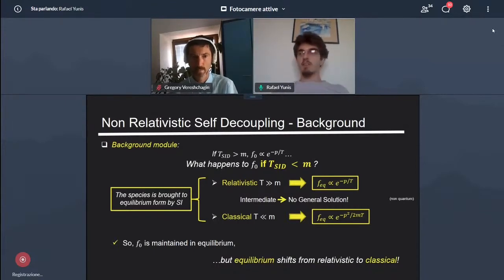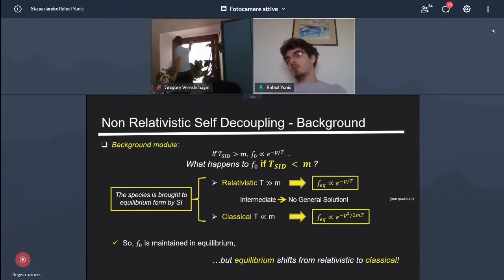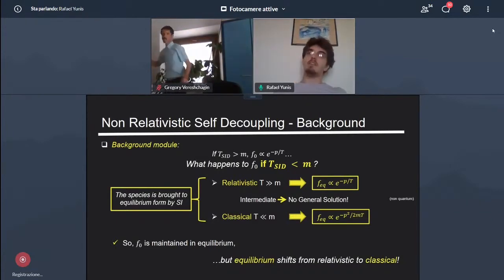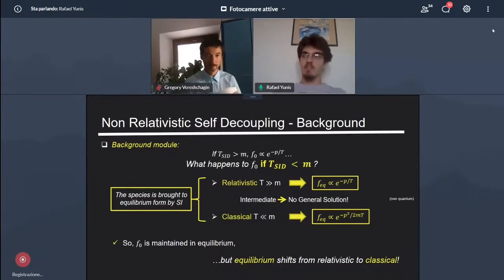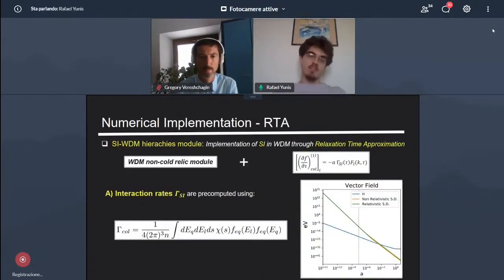But if the self-decoupling temperature is non-relativistic, then as the species is brought to equilibrium form by self-interactions, the background distribution function would move from a relativistic form to a non-relativistic form. So F0 is maintained in equilibrium if the self-interactions are still coupled through the relativistic to non-relativistic transition, but the equilibrium itself shifts from relativistic to classical.